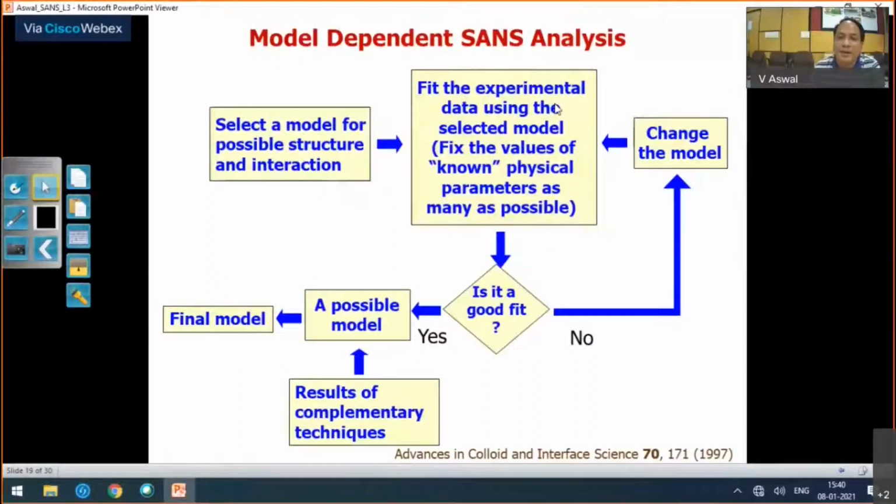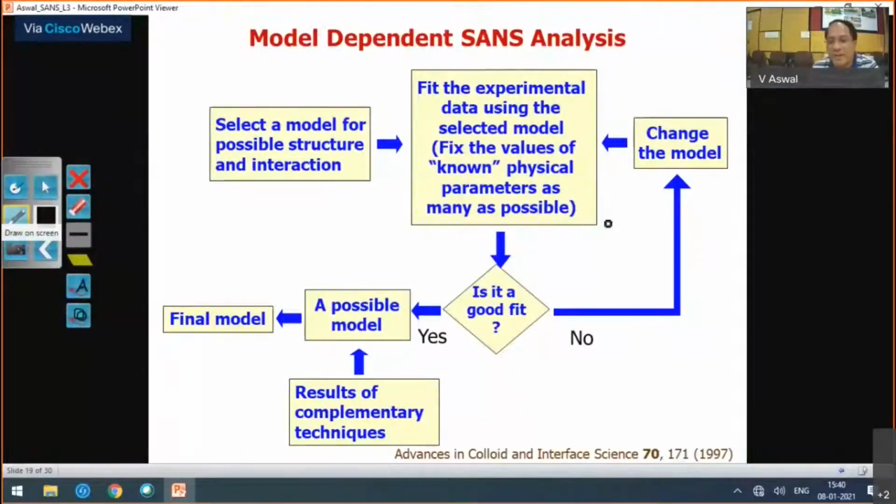Then fit the experimental data using the selected model. Fix the value of known physical parameters as many as possible. Because you are fitting the parameters, it is always good to freeze the parameters which are known. The fewer the fitting parameters, the more reliable the fitting will be.